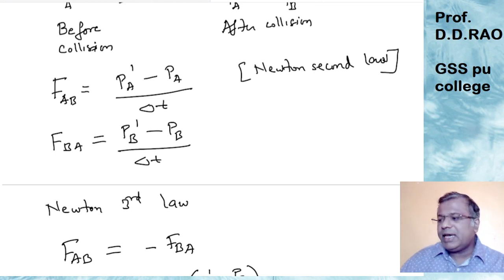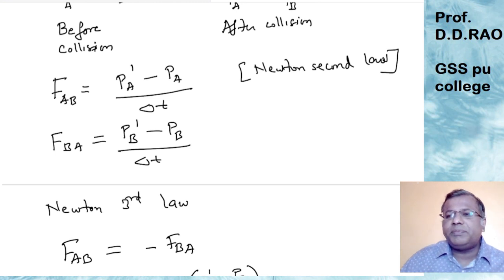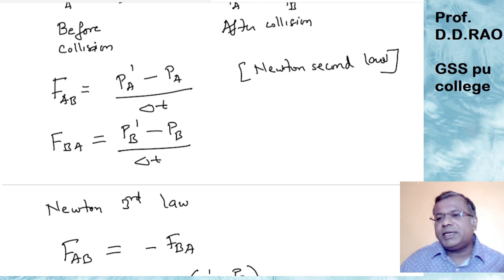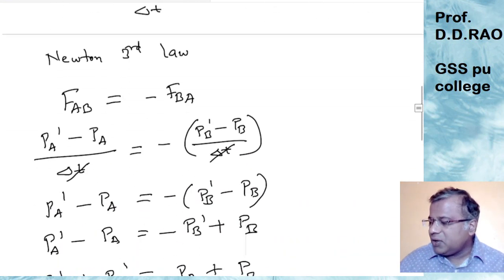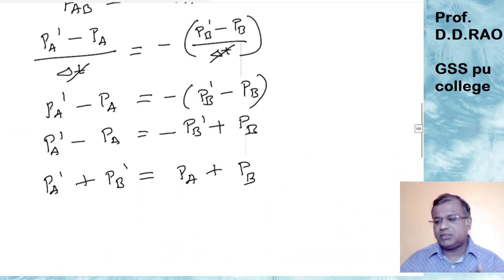So what happened to A? Its momentum changed from PA to PA dash. What happened to B? Its momentum changed from PB to PB dash. So what must be the force? Change in momentum divided by time. So FAB is PA dash minus PA upon delta T, FBA is PB dash minus PB upon delta T. And when you equate them, we get this equation: PA dash plus PB dash equal to PA plus PB.